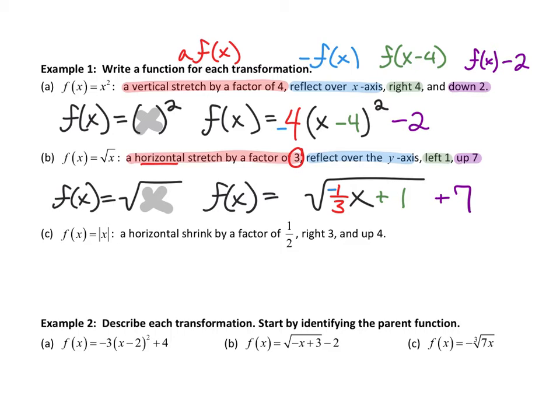Please make sure that your numbers are either for sure inside or for sure outside of that function, like you see here. That plus 1 is for sure on the inside of the square root, and the plus 7 is for sure on the outside.